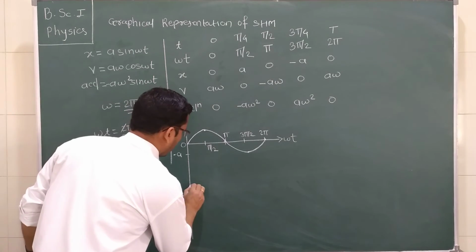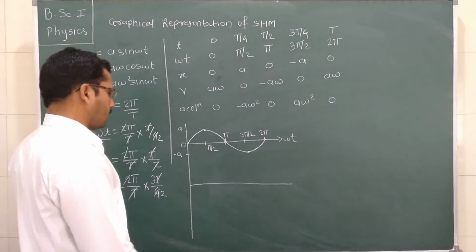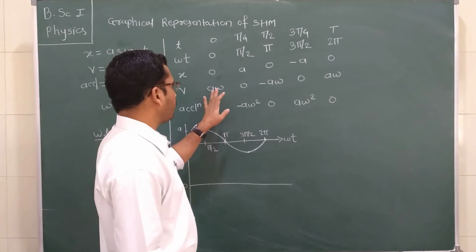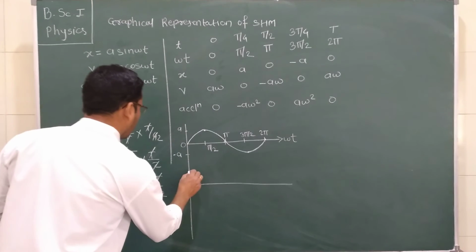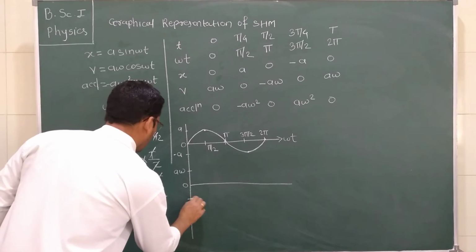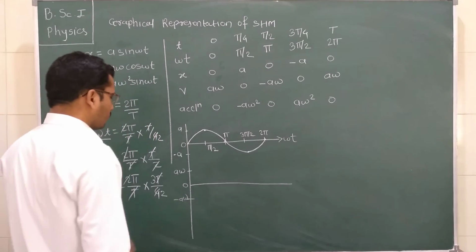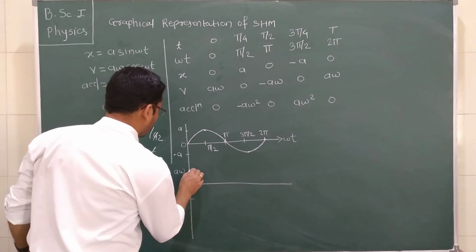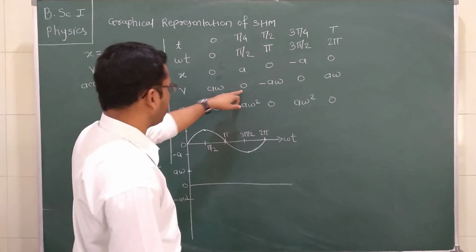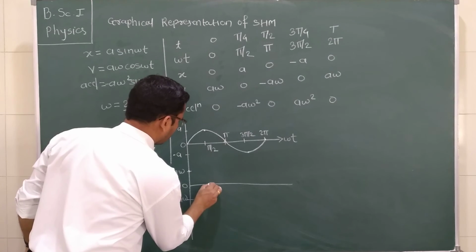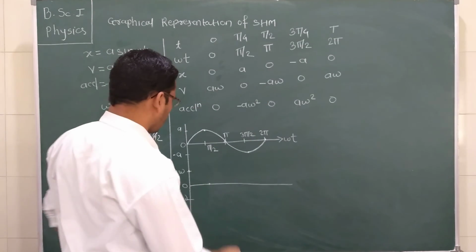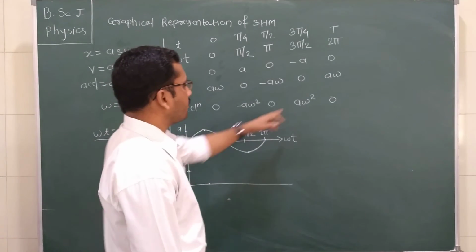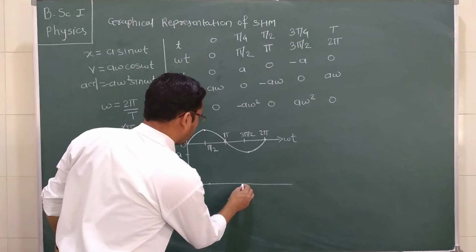Similarly, we can draw a graph for the velocity. The values of velocity lie between a omega and minus a omega. So we can write here this is a omega and here it is minus a omega. So at omega t equal to 0 it is equal to plus a omega. So the first point comes here. Then it is equal to 0. Then it is minus a omega, so it comes here. Now it is equal to 0, so it again comes back to 0 here.